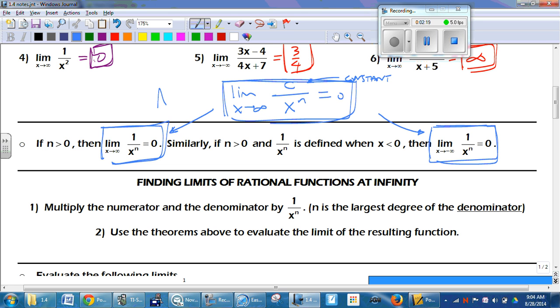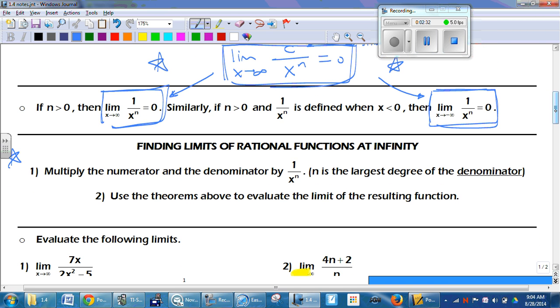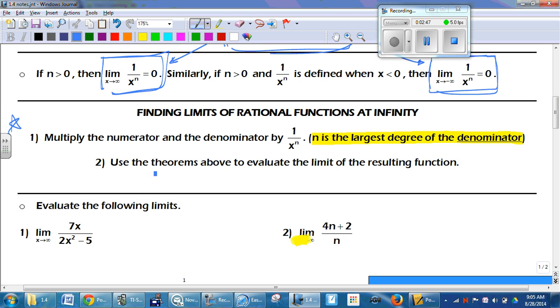All right, so this is kind of some important stuff you may want to put on your review guide, along with these couple steps on how to find the limits of a rational function at infinity. So with this, 2 steps basically. We're going to multiply the numerator and denominator by 1 over x to the n. And n is going to be the biggest degree in the denominator. Once we do that, then we're going to use the theorems above and those different properties and theorems we've talked about already to evaluate the limits of the resulting function. So let's go ahead and take a look at number 1.